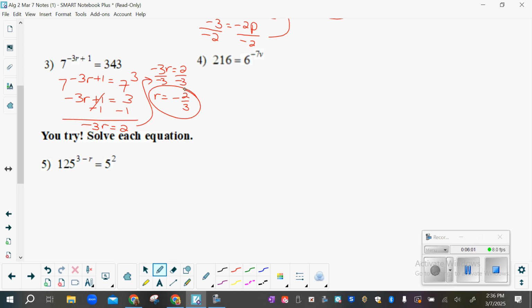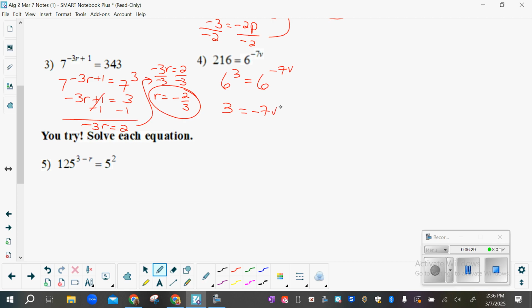6 to what exponent? This is 216. Is it 6 to the 3rd? Yes, it is. So we write 6 to the 3rd equals 6 to the negative 7b. So this same group, tell me what to do next. Divide by 6 on both sides. Not yet. No. Turn this into 3 equals negative 7b, right? Yes. What's that process called? We're just setting our exponents equal to each other because those bases are the same.